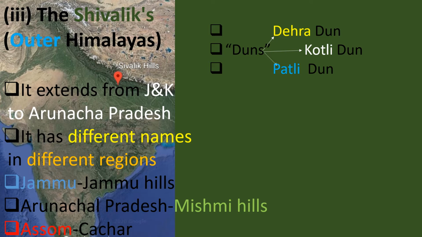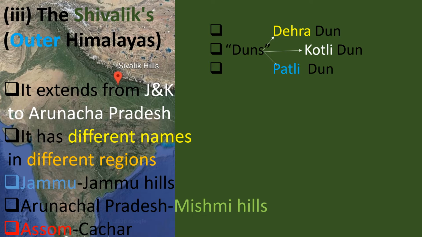So these regions are called by different names in different regions: Jammu Hills in Jammu region, Mishmi Hills in Arunachal Pradesh, and Kachar in Assam, etc. So these parts consist of thick gravel and alluvium.